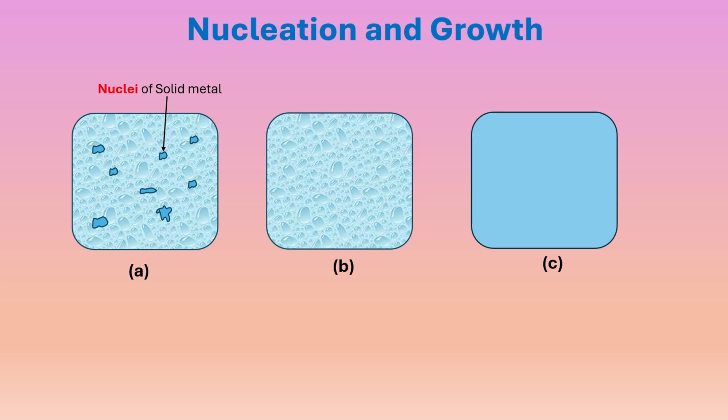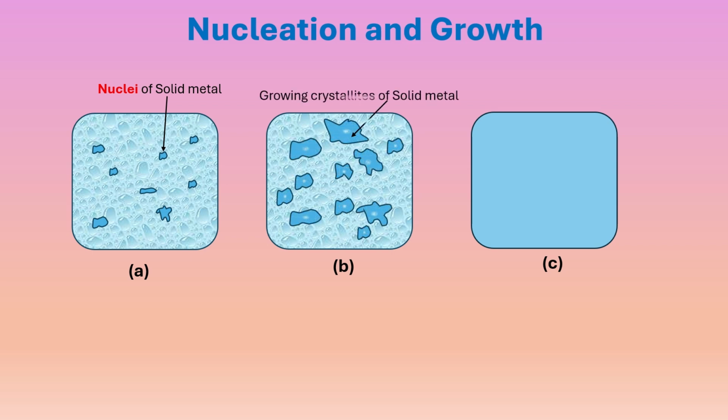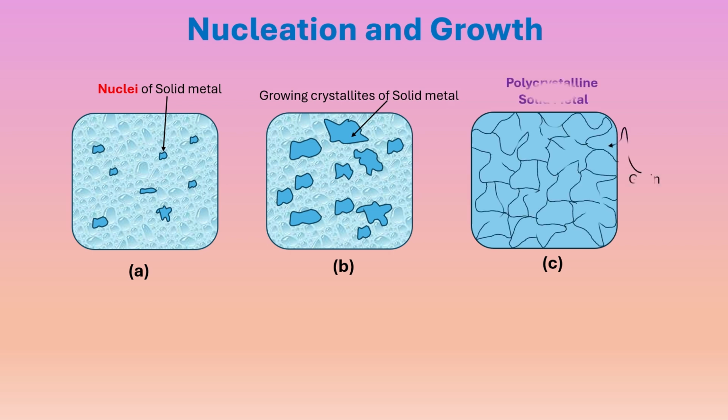Then the nuclei grow by more and more atoms leaving the liquid metal and joining the crystalline configuration, as shown by these three schematic diagrams. The growing crystallites of the solid eventually impinge on one another until all the liquid is solidified. The result is the polycrystalline solid metal. Thus, the process of solidification takes place in two steps, one after the other.